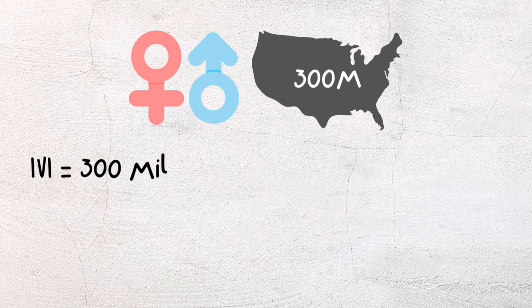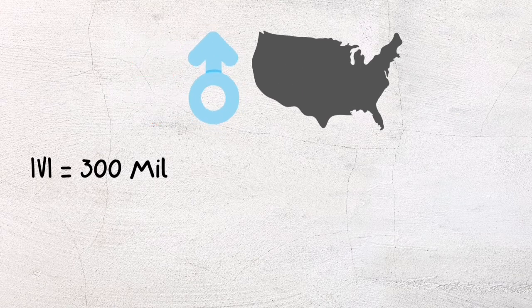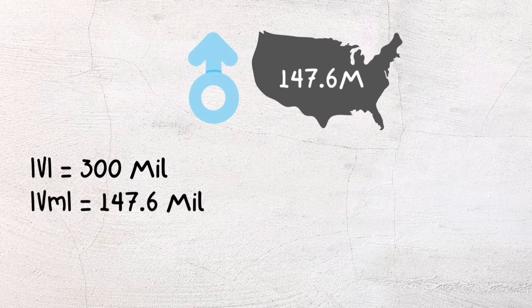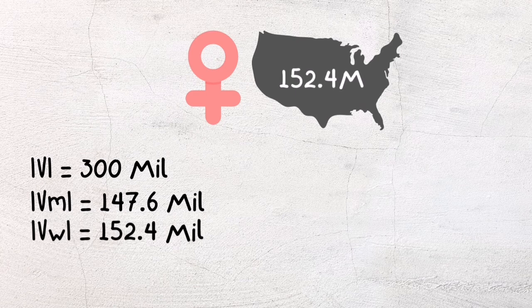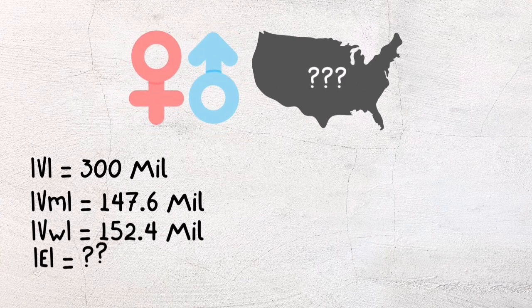In the USA, the number of opposite gender partners, or the number of nodes, is about 300 million. The number of men nodes is 147.6 million. Women have about 152.4 million. What about the edges? We don't know. The surveys can't estimate it.